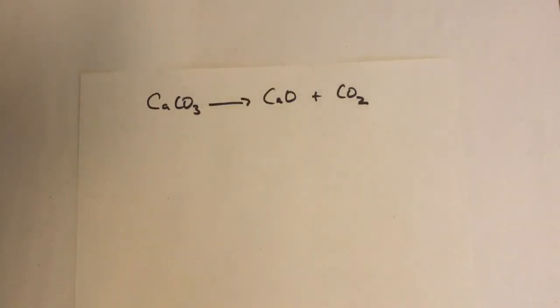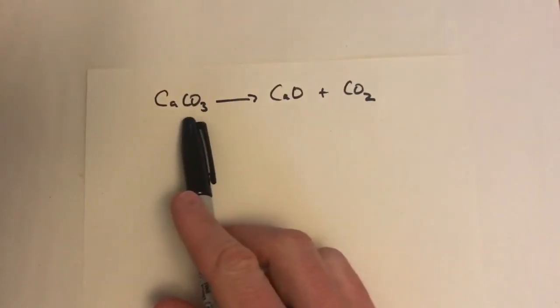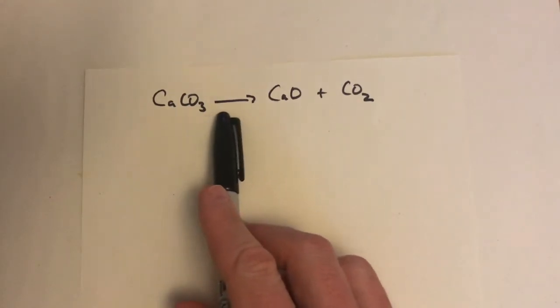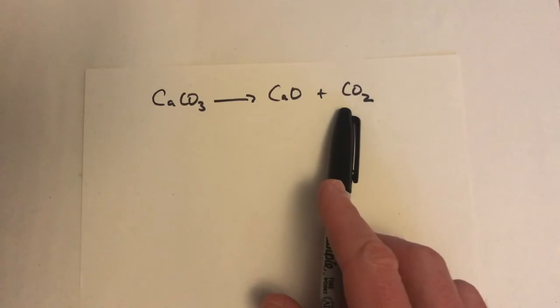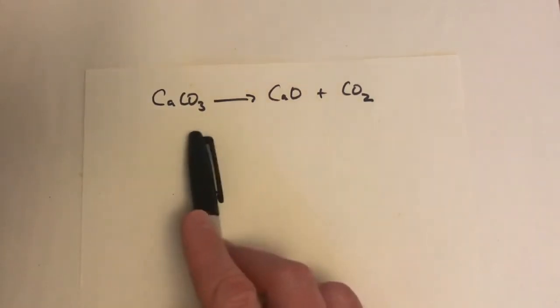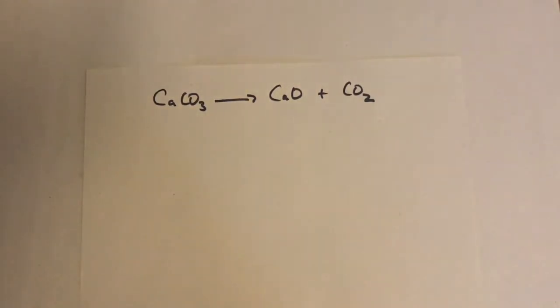So in this video we're going to have a look at how to apply the law of conservation of mass to a particular chemical reaction. Here I've got calcium carbonate, and calcium carbonate will break down to form calcium oxide and release the gas carbon dioxide. This is one of the experiments we do in class.